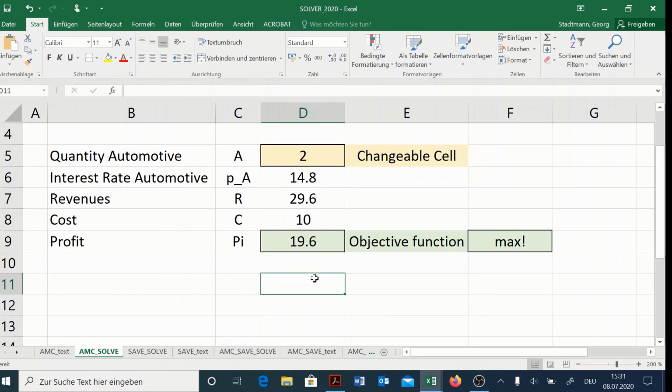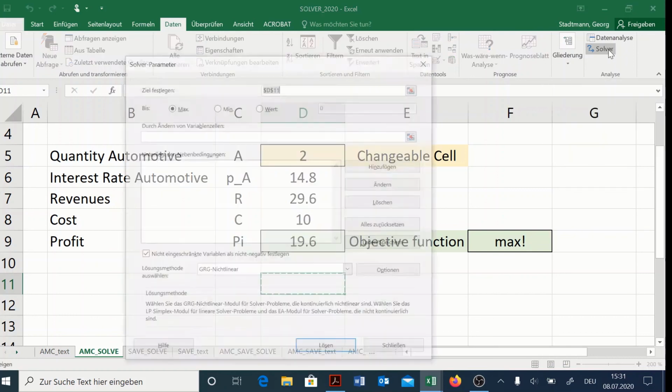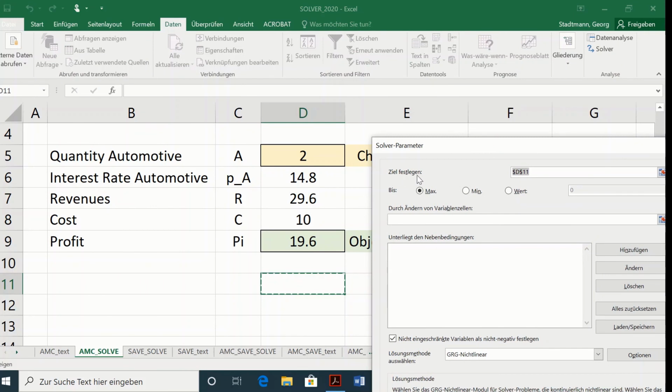Now we can use the Excel solver to solve this problem. We go to Daten, Data, and then you find the solver on the right-hand side of this menu. Perhaps when you have not used the solver before, you have to install it. So let's use the solver. In the first step, we have to define the objective. The objective is the profit. The profit is given in cell D9.